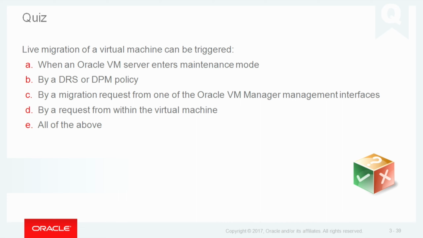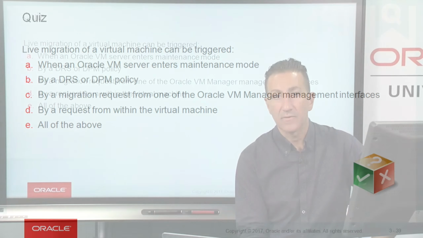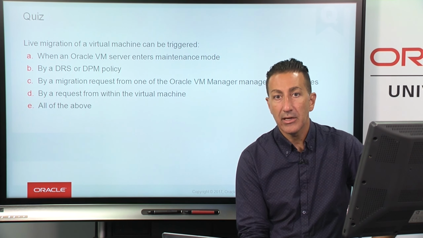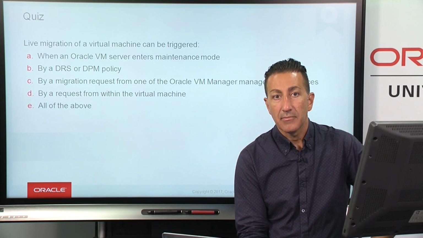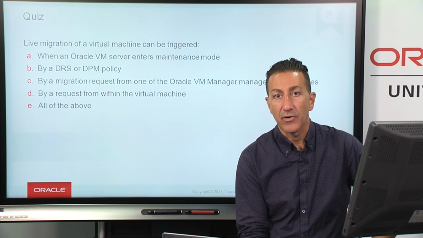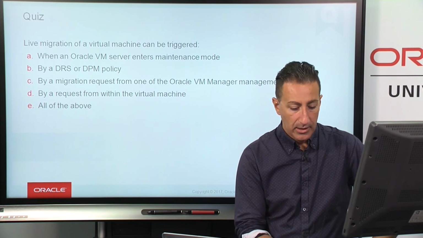So live migration is triggered when the Oracle VM server enters into maintenance mode, that's true. By a DRS or DPM policy, that's true. By a migration request from one of the Oracle VM management interfaces, that's true, you could do it manually. And by a request from the virtual machine. Well, so it is A, B, and C, that's right. These are the different options that are true, all right.